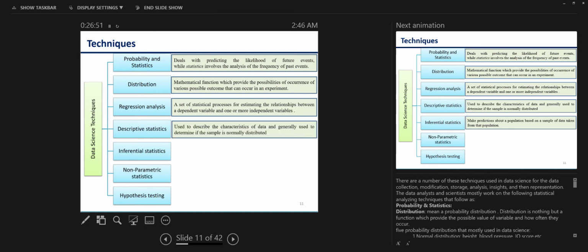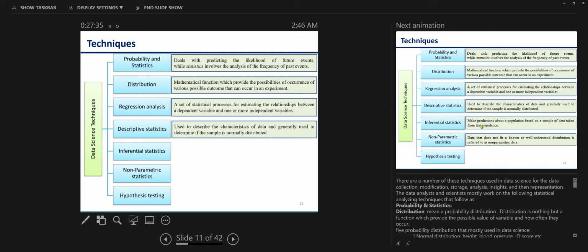And second we have descriptive statistics. They are used to describe the characteristics of data and generally used to determine if the sample is normally distributed. Using descriptive statistics means we use the basic samples. We have a huge amount of data. From that huge amount of data we take some samples, and based on those sample results we assume what type of result or prediction is going to be generated from this whole big data.